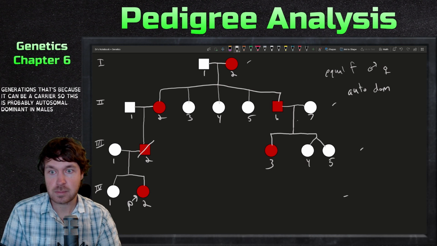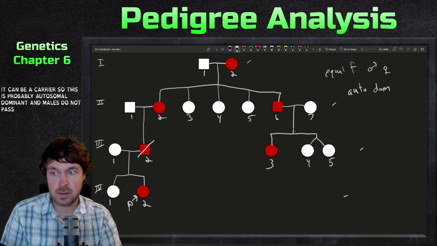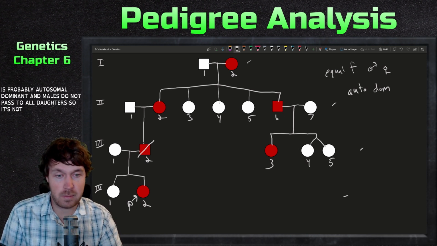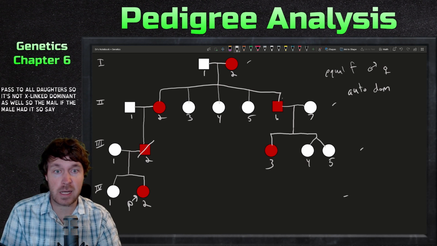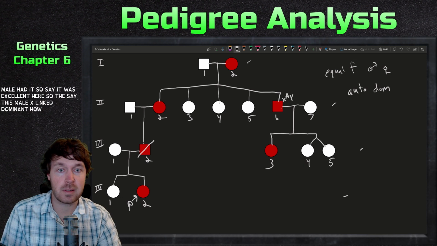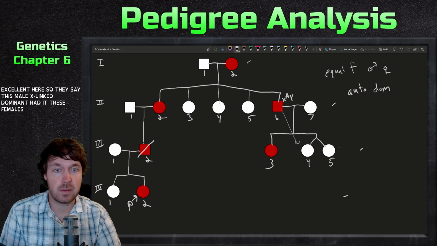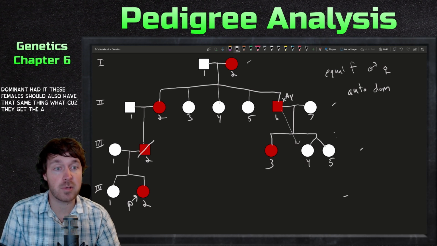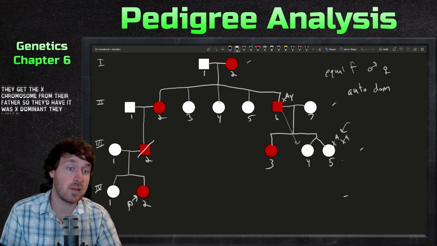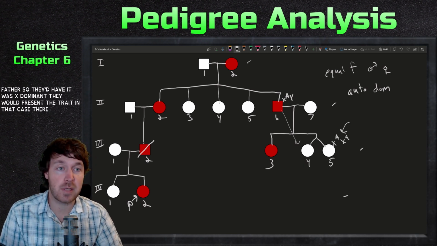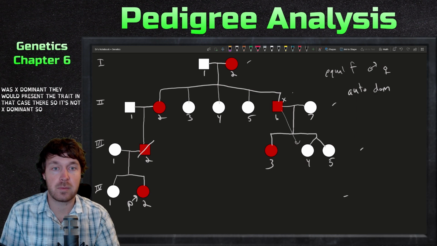And males do not pass to all daughters, so it's not X-linked dominant as well. So if the male had it, say it was X-linked dominant here, these females could also have that same thing. Because they'd get the X chromosome from their father, so if it was X dominant, they would present the trait in that case. So it's not X dominant, so we can erase that.